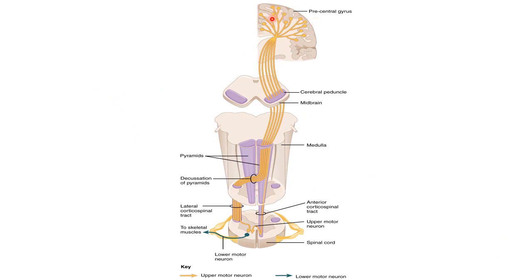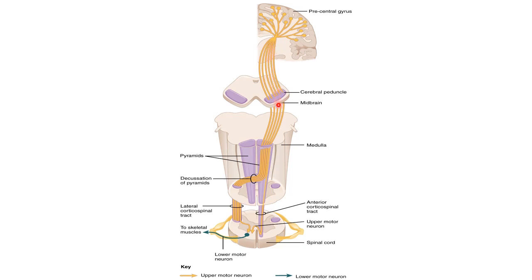Okay, now the corticospinal pathway in detail. It starts in the motor cortex. This is the precentral gyrus, from where the motor cortex starts. This orange color represents the neurons or the fibers of the motor tract in the corticospinal tract.